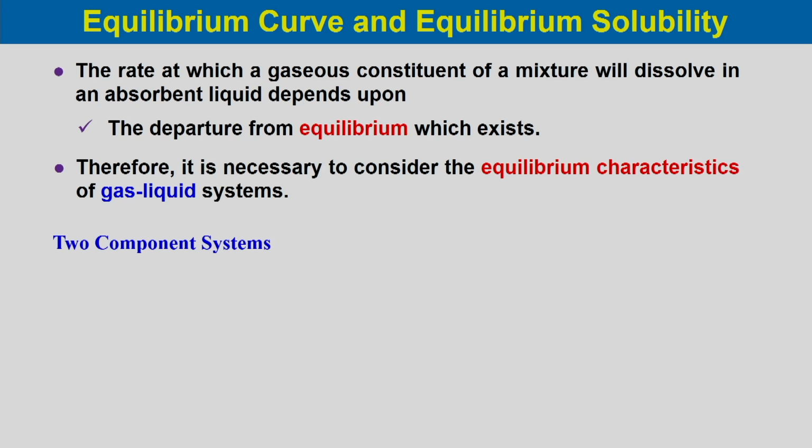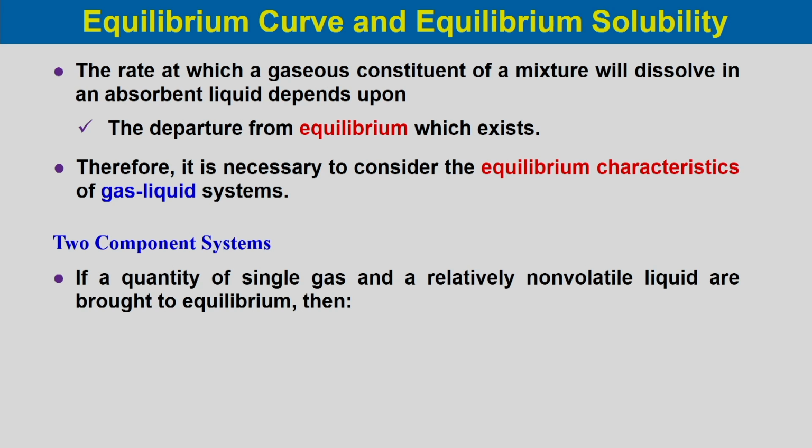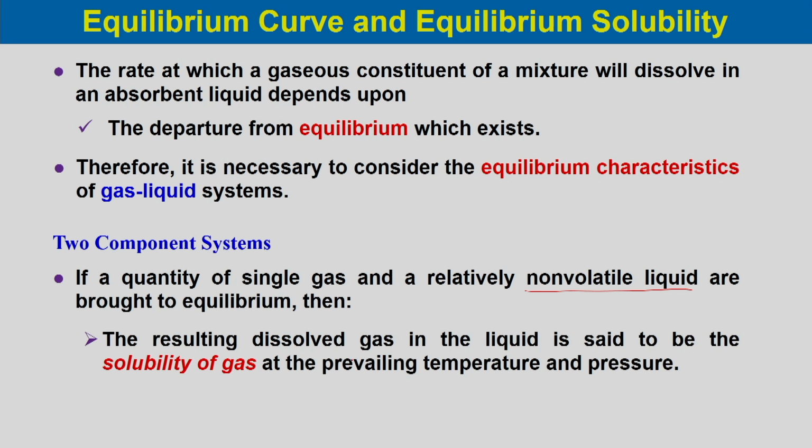This is very important. Now, if we consider two component systems, that is, if a quantity of a single gas and a relatively non-volatile liquid are brought to equilibrium, then what happens? A single gas and a relatively non-volatile liquid means the liquid solvent is not volatile, it has a very low vapor pressure at the particular temperature where the gas will be absorbed. So, the resulting dissolved gas in the liquid is said to be the solubility of the gas at the prevailing temperature and pressure.